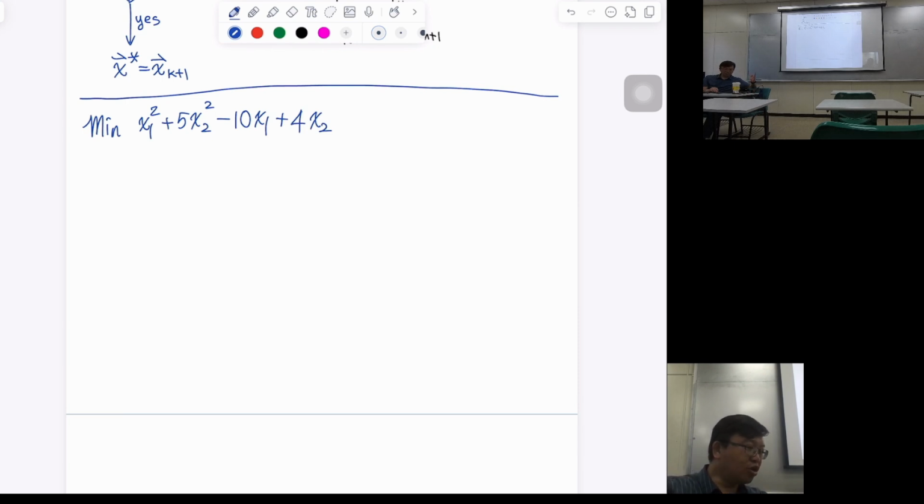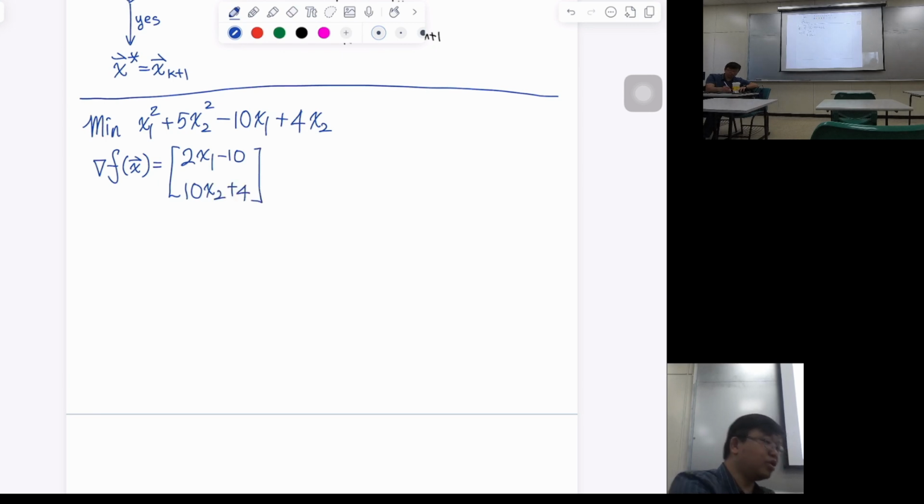So in order to solve this, I will get the gradient first. The gradient basically is the partial derivatives: 2x1 minus 10, and also 10x2 plus 4. Okay, so this is a gradient vector. I need this for many occasions.